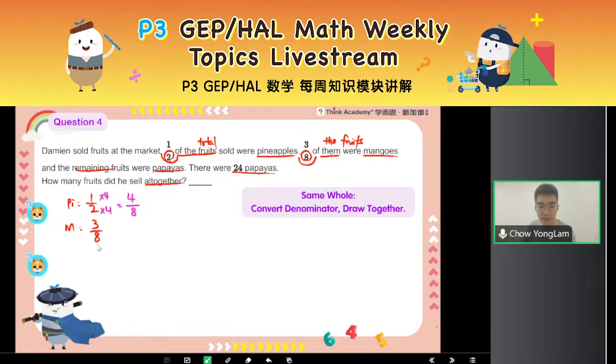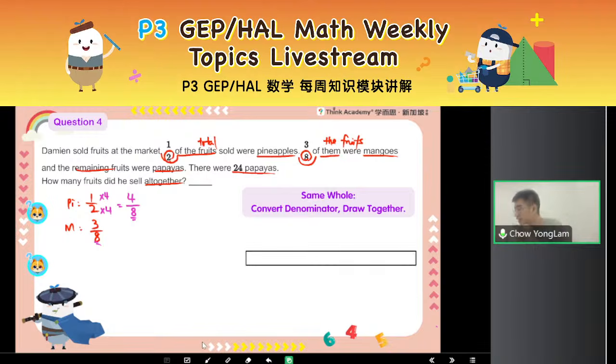Now that I have the same denominator, I need to label the model. I can draw the model with how many units in total? Since we found the common denominator, we can use it to split. That means I will split the model into 8 smaller units. To split it, you don't need to draw from the left to the right. You can just cut into half first, cut further. Anyway, we get 8 equal units.